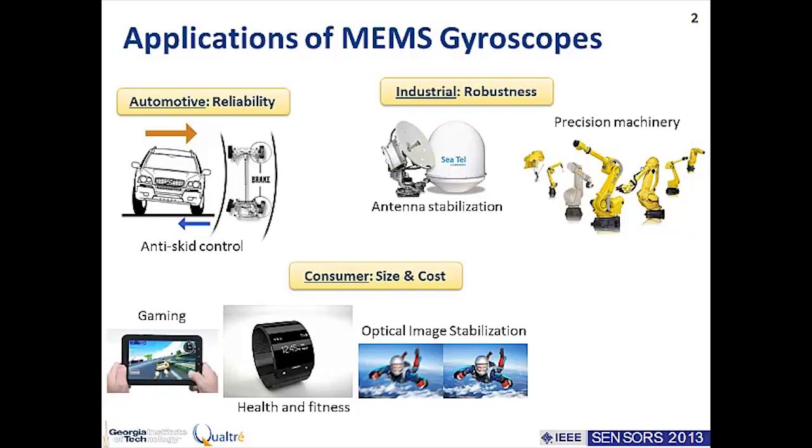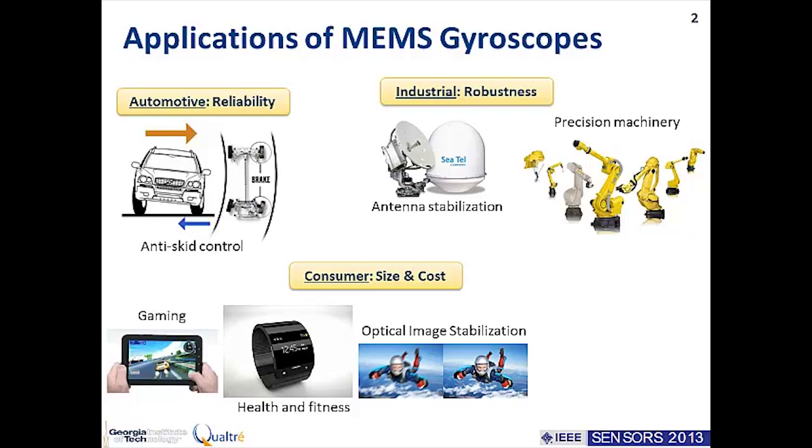Probably the application space that has received the most attention in recent years has been consumer. And this is probably because gyroscopes have been a success story in this particular space. Not only because they have been able to measure rotation for gaming applications, but because now we see them in more advanced applications like optical image stabilization, in which you can measure how a person is moving or shaking their hands while taking a picture. And you can compensate for that and get much clearer images.